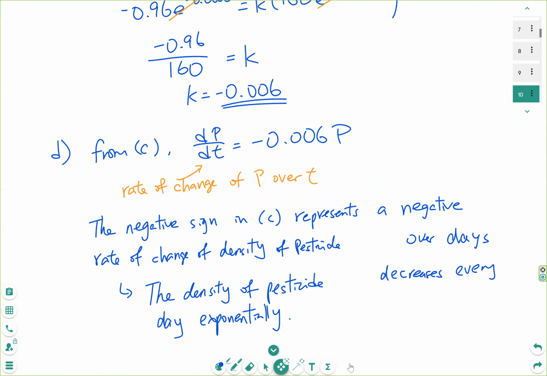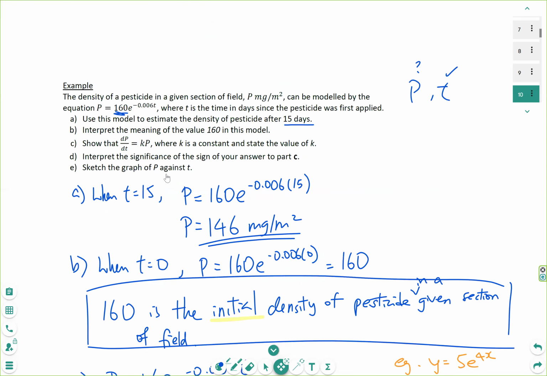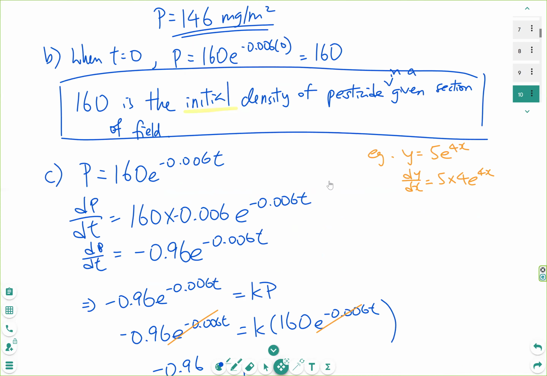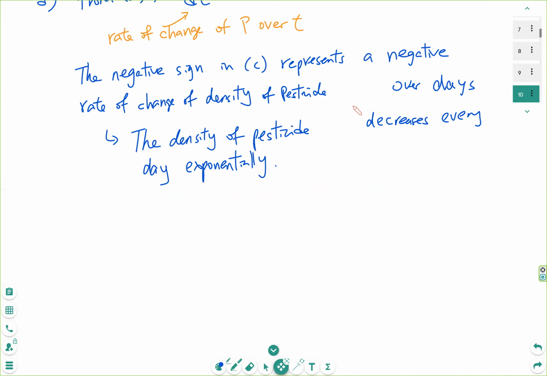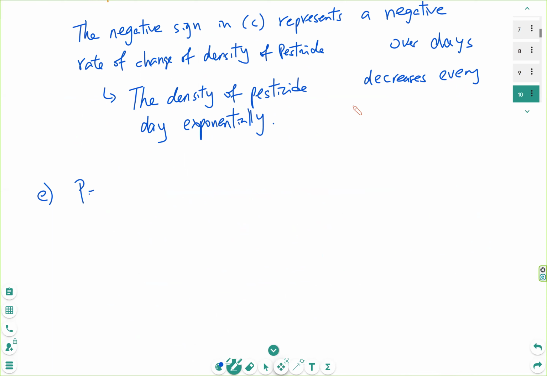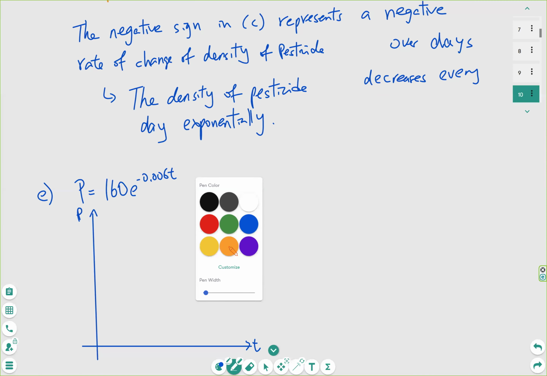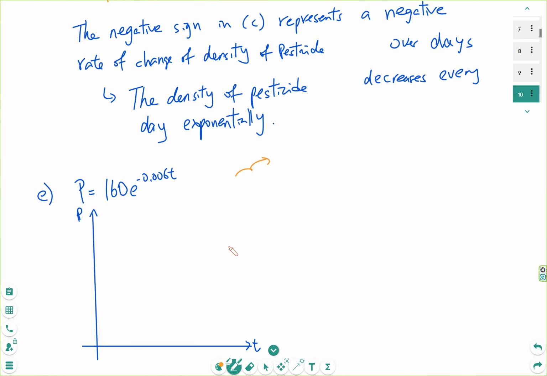So question E: sketch a graph of P against T. Let me write it again. P equals 160 e to the power of negative 0.006 t. So sketch a graph of P against T. That's P and that's T. Now, let's think about this. Okay, so what's the parent function again?